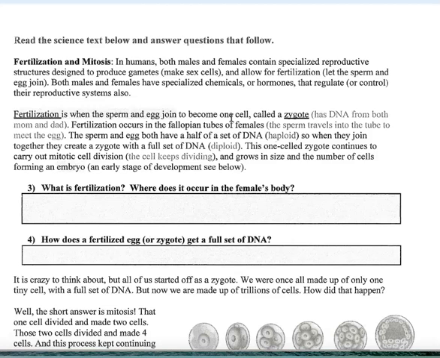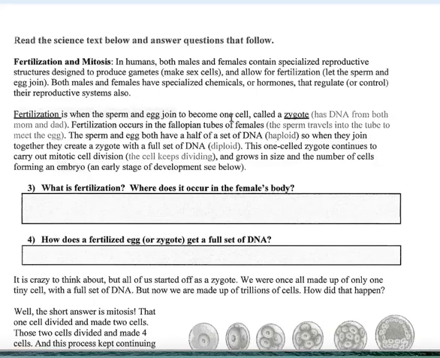So fertilization, which I've already talked to you about, is when the sperm and egg join. That happens in the fallopian tube. And once the egg is fertilized, it's called a zygote. That zygote now contains DNA from the mom and the dad. Half from the mom, half from the dad. As I just said, fertilization occurs in the fallopian tubes.